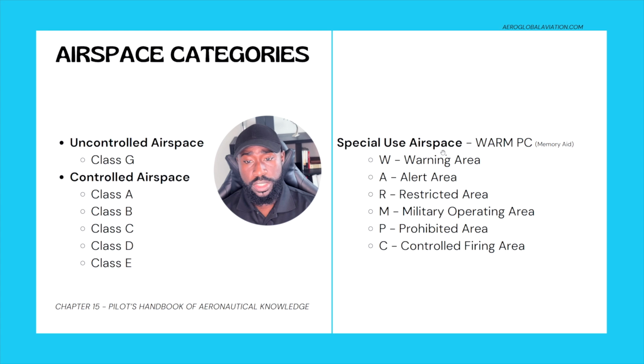For special use airspace, there's an acronym I use, which is WARM PC. I didn't make this up, it's just a general acronym people use to remember the special use airspace. The W is for warning areas, the A is for alert areas, R is for restricted areas, the M is for military operating areas, the P is for prohibited areas, and the C is for controlled firing areas. I'll go into more detail on each specific airspace in the slides to come.